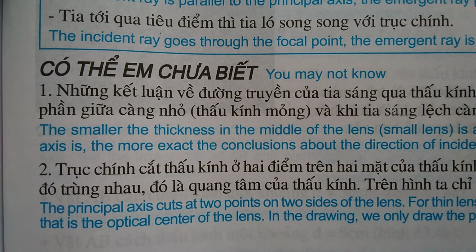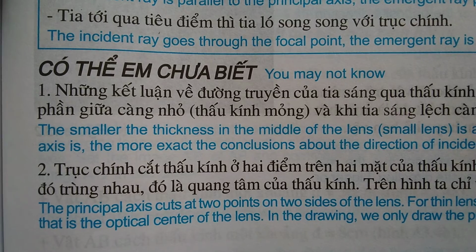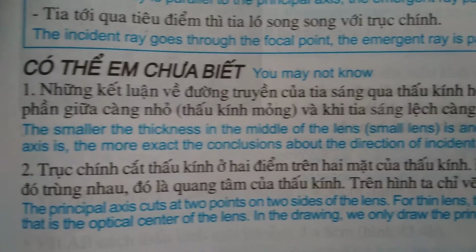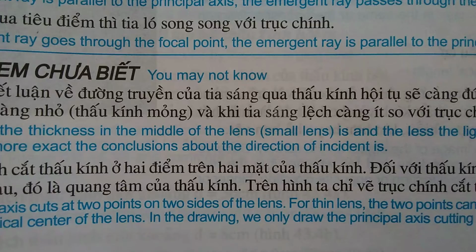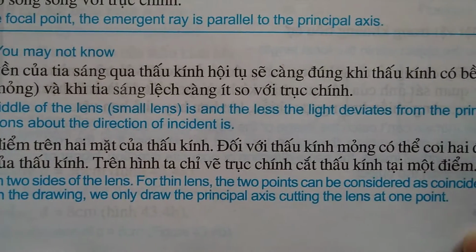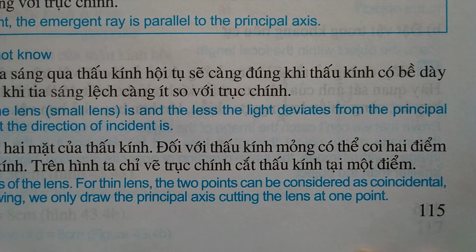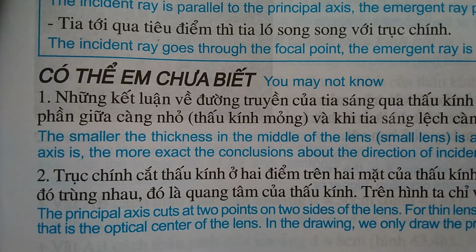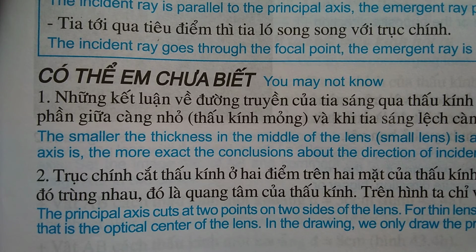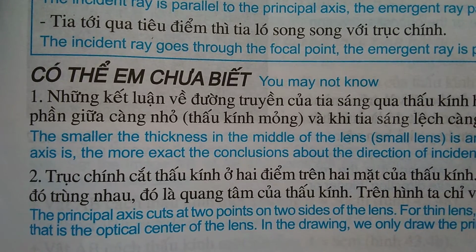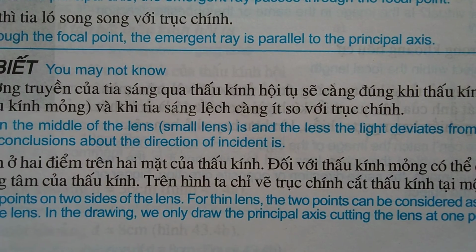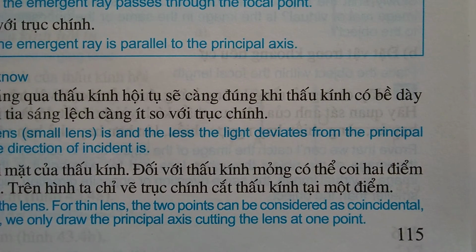The principal axis cuts the lens at 2 points on 2 sides of the lens. For a thin lens, the 2 points can be considered as coincidental. That is the optical center of the lens. In the drawing, we only draw the principal axis cutting the lens at 1 point.